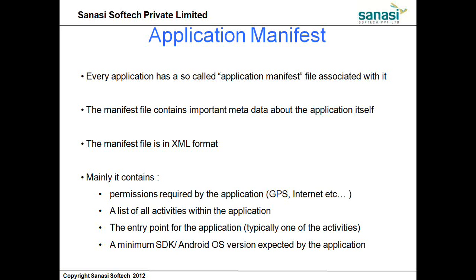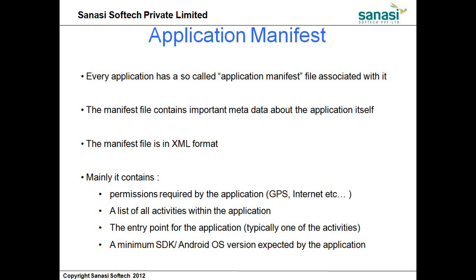The manifest file is typically in XML format, a custom extension of the XML format. Most importantly, the manifest file contains the items in this list, as mentioned in the slide. It requires, for example, the list of all permissions that are necessary for your particular application. For example, you might be looking for GPS permission, internet access, or access to the SD card. The application manifest is the place where your application will specify the set of permissions that it is looking for.